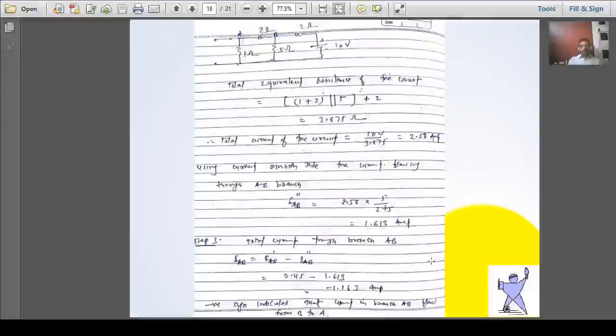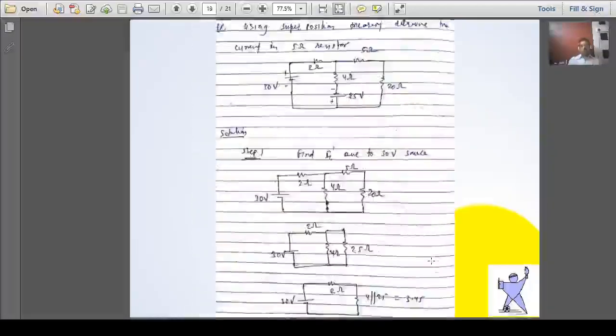Okay, so let us move to the next question. In the next question, using the superposition theorem, determine the current in the 5 ohm resistor. We have to calculate the current in the 5 ohm resistor. This is the 5 ohm resistor. There are two sources. In step 1, we'll try to find out the current due to the 30 volt source in the 5 ohm resistor.